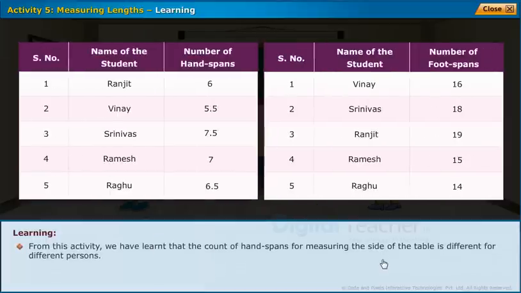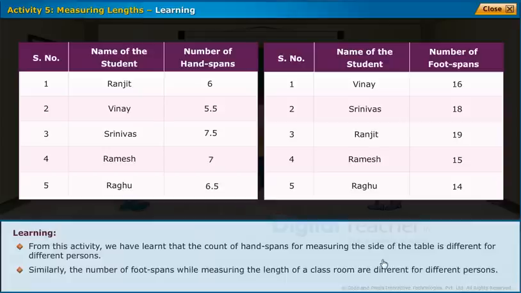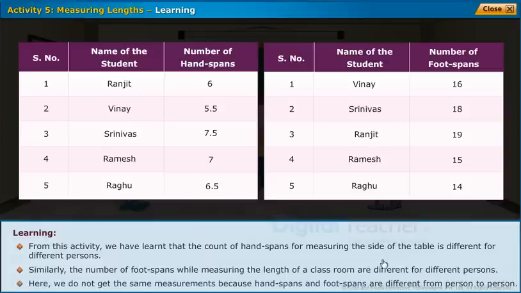From this activity, we have learned that the count of hand spans for measuring the side of the table is different for different persons. Similarly, the number of foot spans while measuring the length of a classroom are different for different persons. Here we do not get the same measurements because hand spans and foot spans are different from person to person.